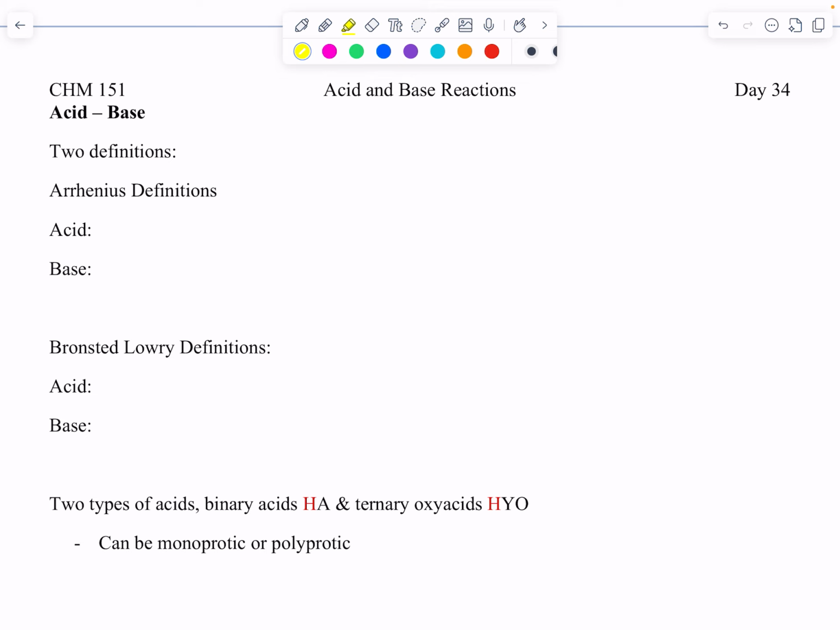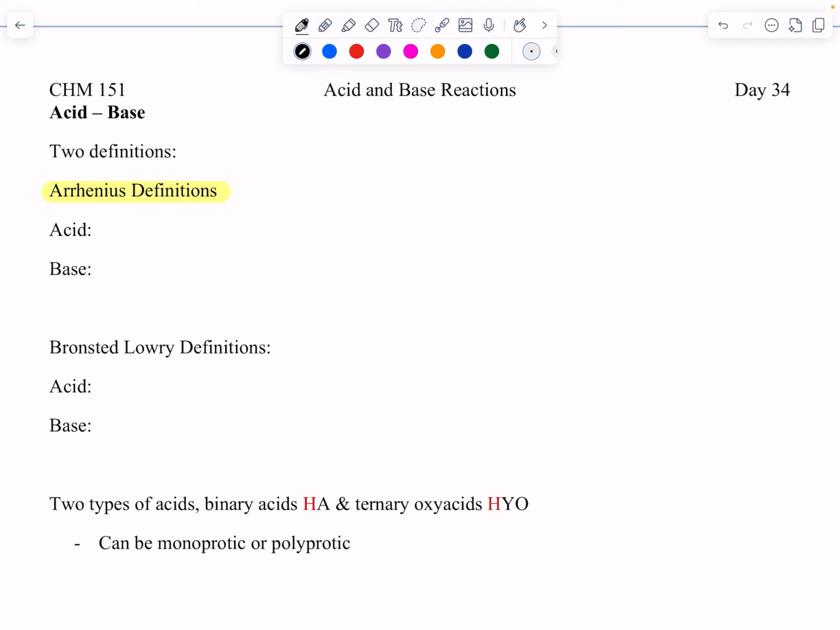So we're going to dive into acids and bases. There are two definitions. Now we already kind of defined these. What an acid is and what a base is, that's primarily the Arrhenius definition.